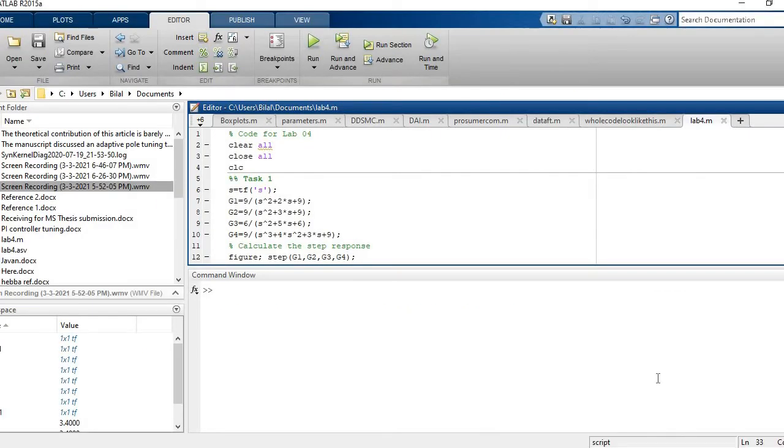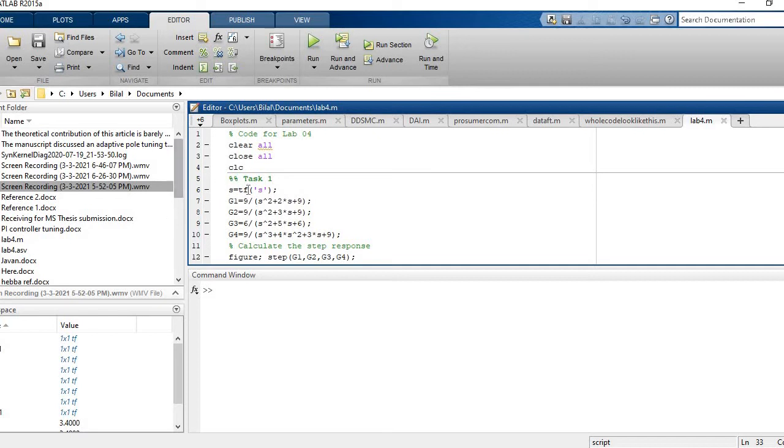If I open MATLAB, I just wrote a very simple code and named this file lab4. On the first line is clear all, which means you remove all the data and clean the memory. After that you have close all, which is normally used to close the figures. Then clc means that you want to clear the command window.